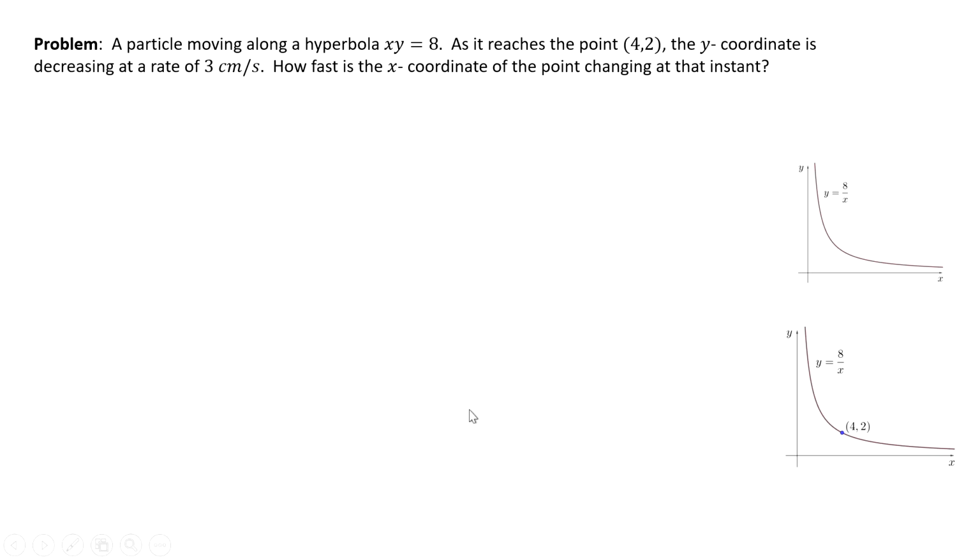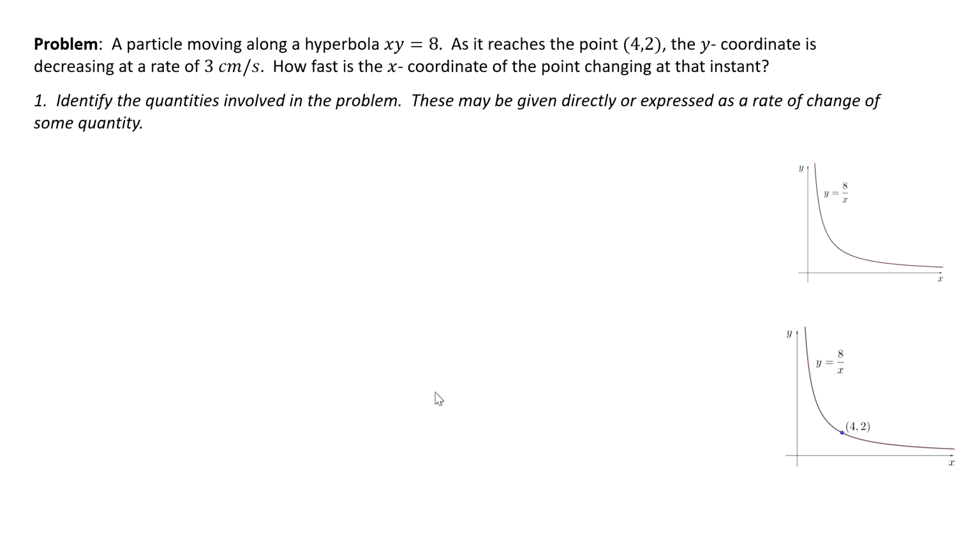All right. A particle is moving along a hyperbola xy equals 8. As it reaches the point (4, 2), the y coordinate is decreasing at a rate of 3 centimeters per second. How fast is the x coordinate of the point changing at that instant? Now, one of the first steps that you need to do is identify the quantities involved in the problem. You may be given directly what those quantities are, or they may be stated as a rate of change of some quantity.